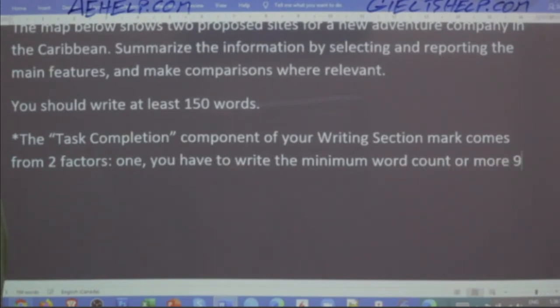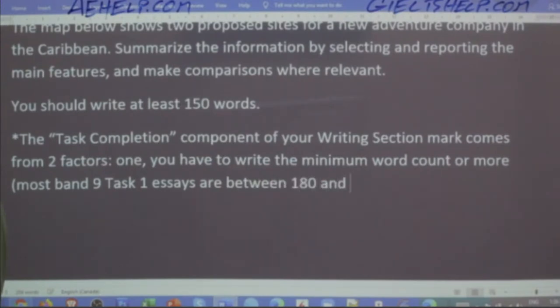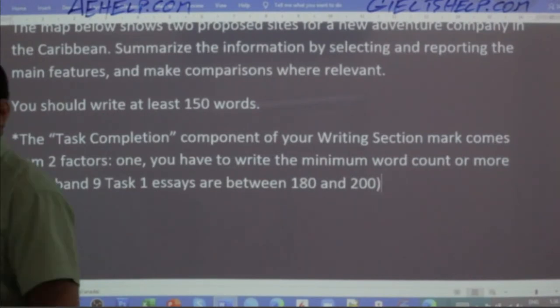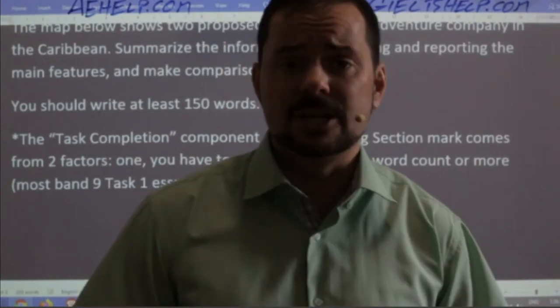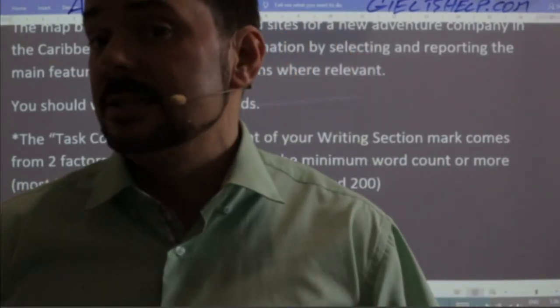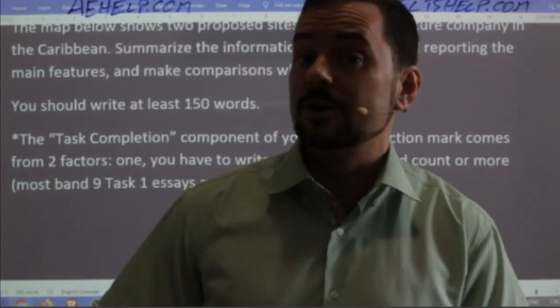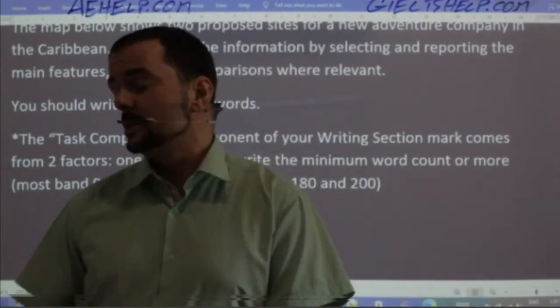Okay, so keep in mind that most band 9 task 1 essays are between 180 and 200 words. So they're about 30% more than the minimum. Many of these graphs and diagrams contain enough information that you can easily write 180, 190 words even. So keep that in mind.